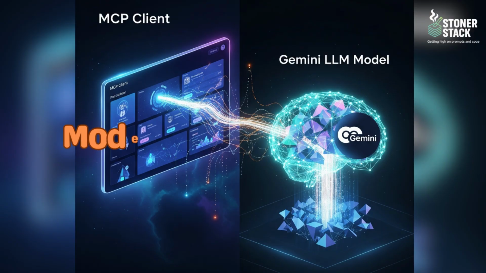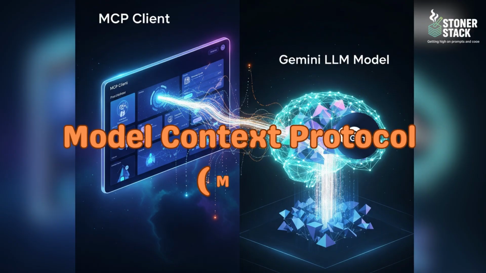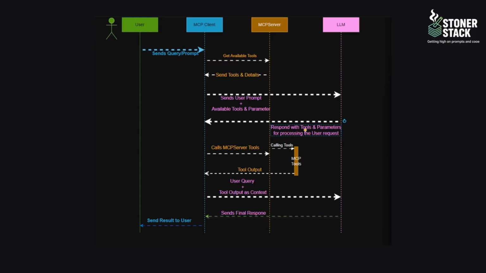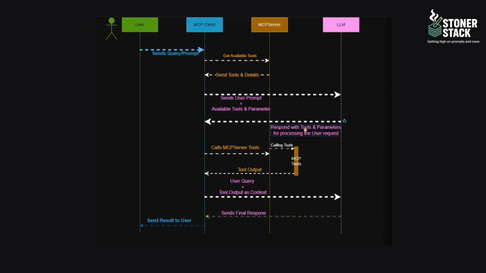Today we are diving into a topic that is absolutely critical for building advanced AI applications. Yes, I'm talking about MCP, or the Model Context Protocol. I have made multiple videos on this topic explaining what MCP is, but today we are going to bring it all together with the help of the sequence diagram you see on your screen. This diagram tells the whole story of how MCP works.